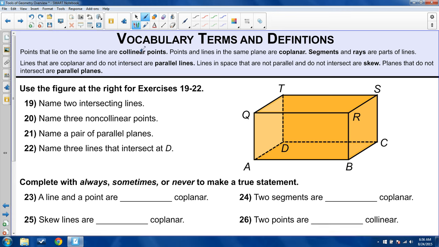Lines that are coplanar and do not intersect are parallel lines. We just talked about that. Lines in space that are not parallel and do not intersect are skew. So we're going to look at some of those. Planes that do not intersect are parallel planes.